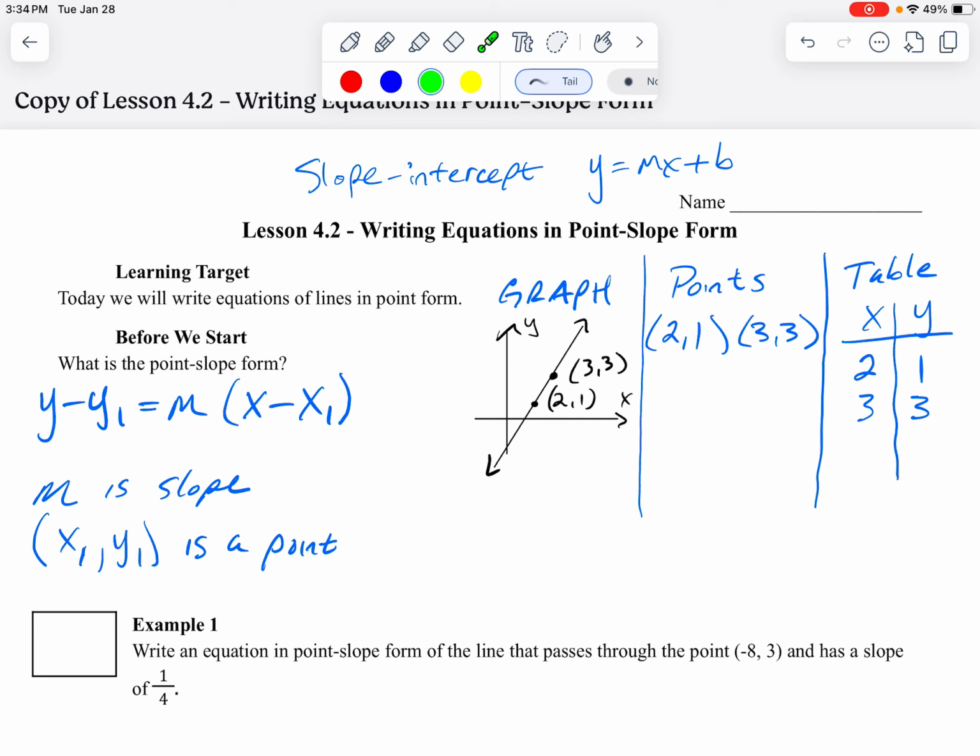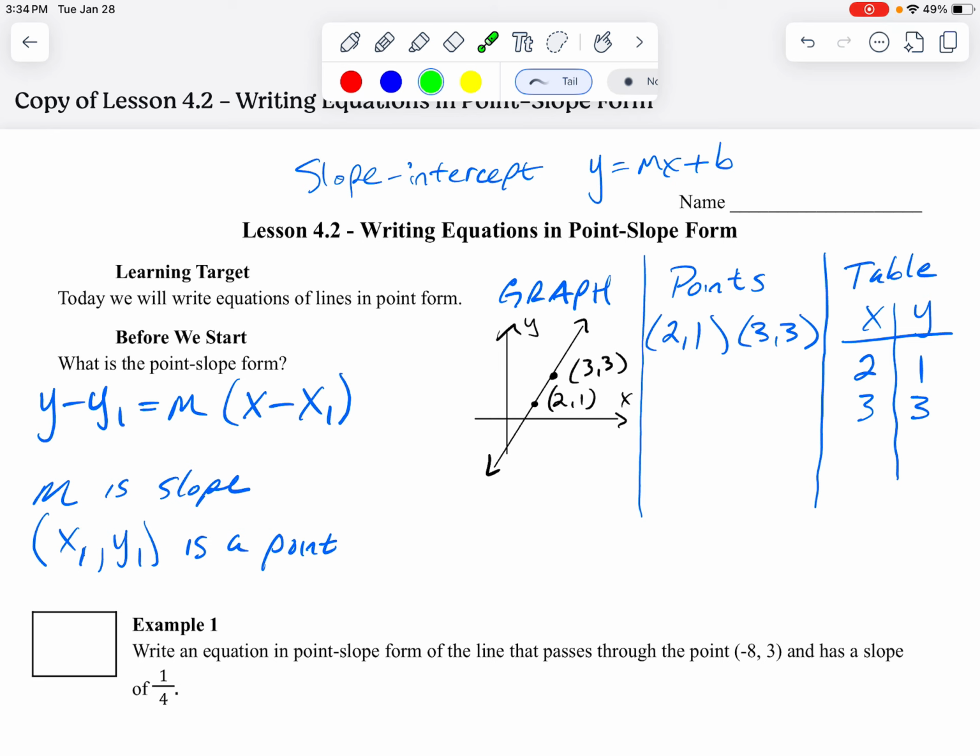So what is point slope form? That form looks like this. In this form, m is still slope, same as we've always done, and then x1, y1 is just any point that we know is on that line. So let's just look at an example really quickly.